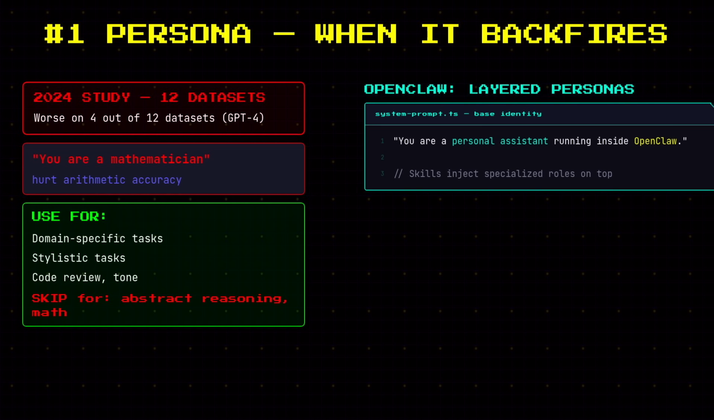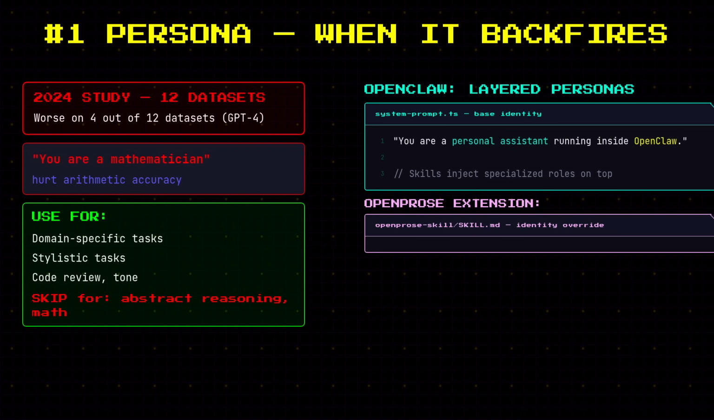Use persona prompting for domain-specific and stylistic tasks. Code review, explanation style, tone. Skip it for abstract reasoning and math. Always test both ways. OpenClaw uses layered personas. The base: you are a personal assistant running inside OpenClaw. Skills inject specialized roles on top. The OpenPros extension goes further. It doesn't just assign a role, it redefines identity entirely.